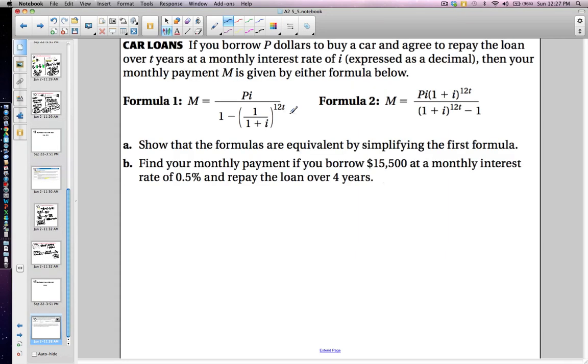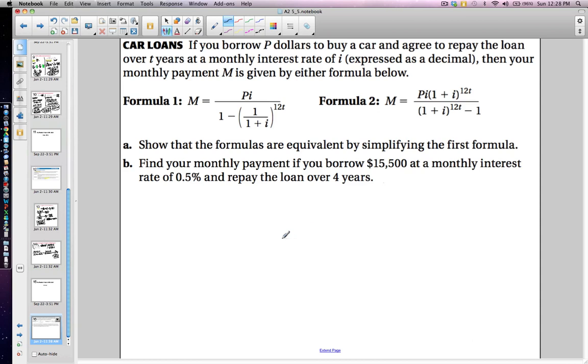So we're going back to our first problem here. If we go back to this problem that we talked about, we want to show that these two formulas are the same formula. Okay, and we want to do that by simply simplifying the first formula. If I do that, the first formula will end up becoming the second formula.